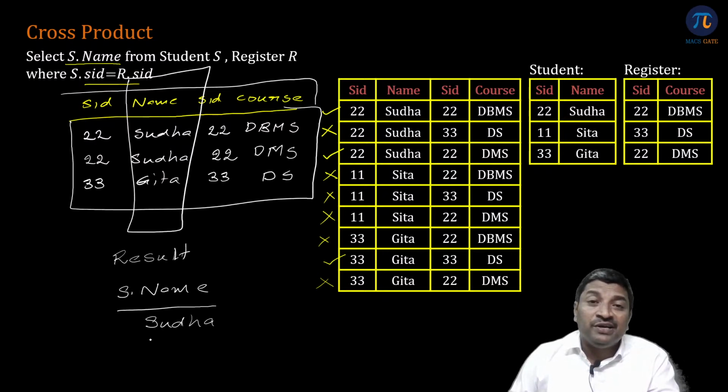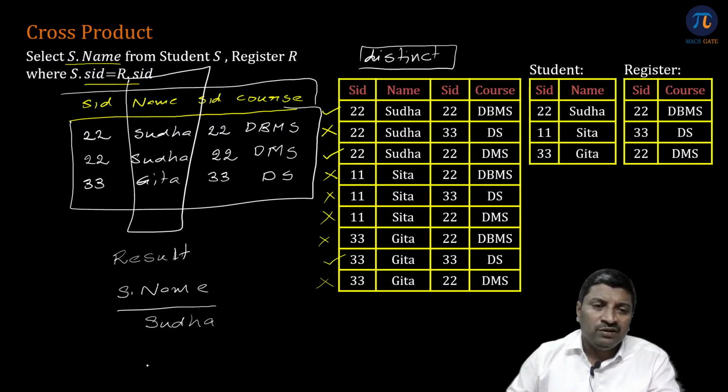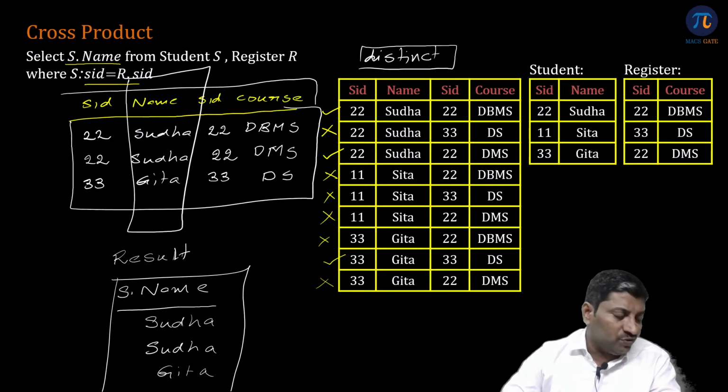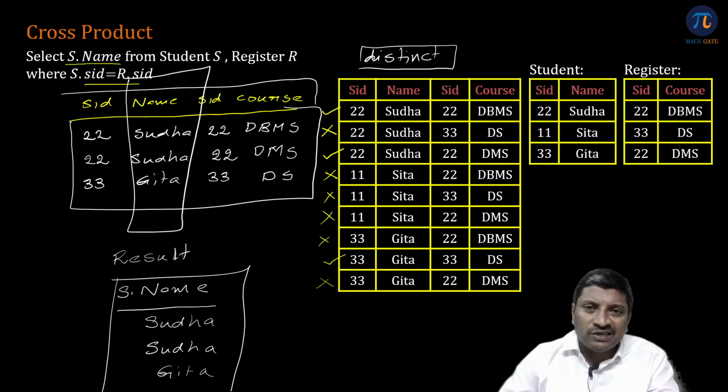SQL doesn't eliminate duplicates on its own. If you want to eliminate them, you need to use the keyword distinct. If you don't use distinct, it will not eliminate any duplicates. So Sudha will be displayed 2 times. Geeta. Hope you understood it. So this is the result of the given query. Is that clear?